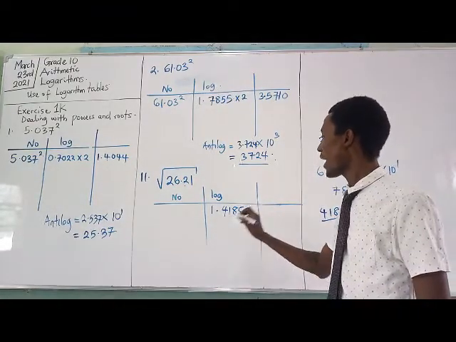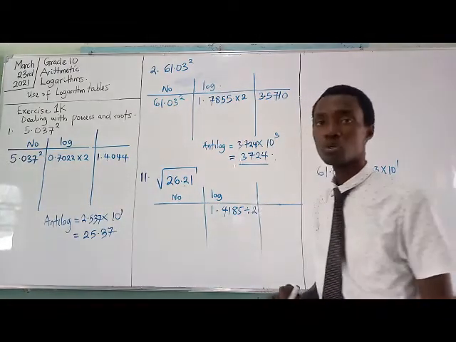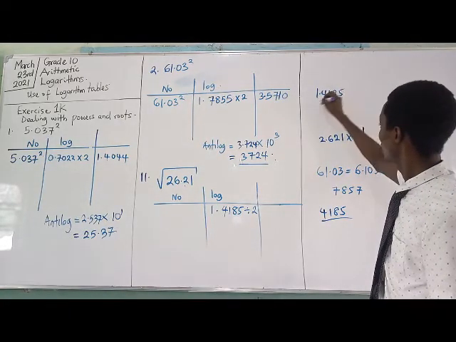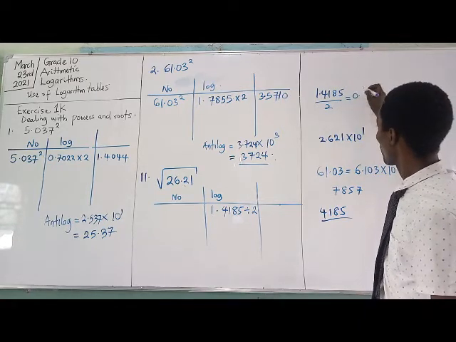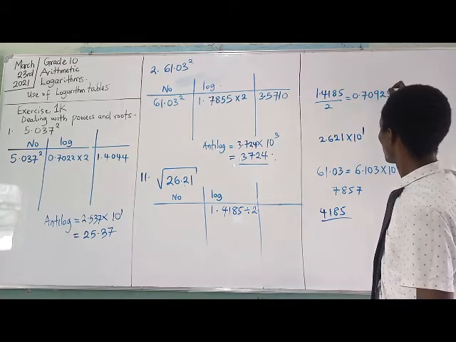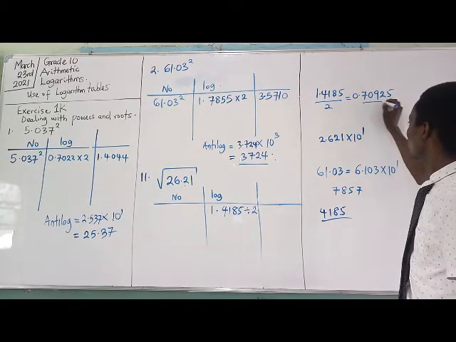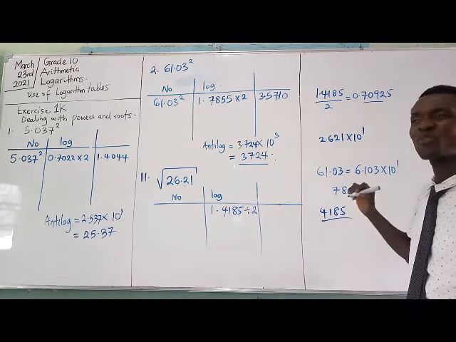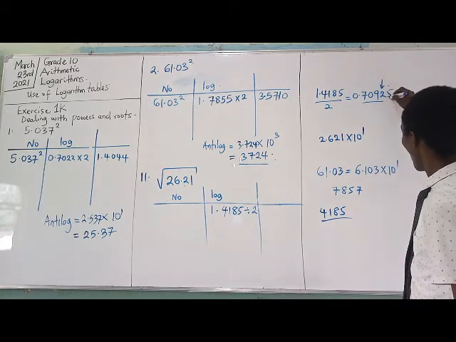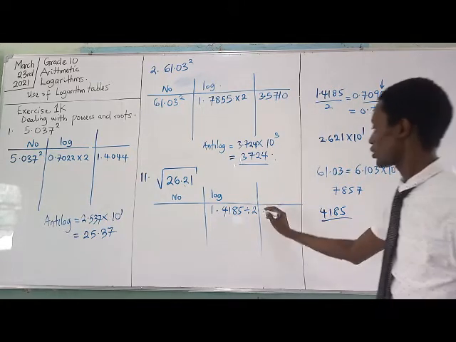1.4185 divided by, because it is square root, we will divide by 2. So come to a free place in your book and do this. What will this give you? 0.70925. Is that not? But remember that when you're using your anti-log table, you require 4 digits. So you're going to borrow knowledge from your approximations now. Digit of interest, digit cost of the approximation. So you approximate this, and this becomes 0.7093. So that's what you're going to write in.